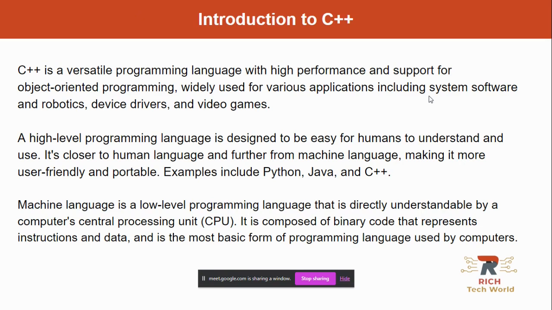All right, so introduction to C++. What is C++? As written here, it's a versatile programming language with high performance and support for object-oriented programming. When we talk of object-oriented programming, we are talking about programming using objects. For instance, there is going to be a class, and under that class, we are going to pick an object from that class, and then we are going to use properties and methods to describe that particular object.